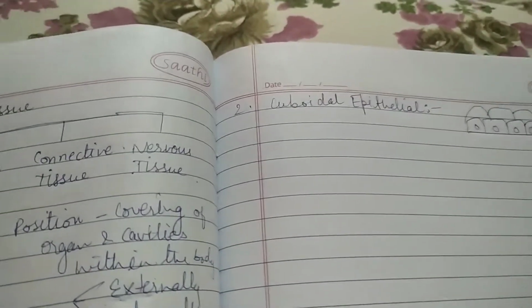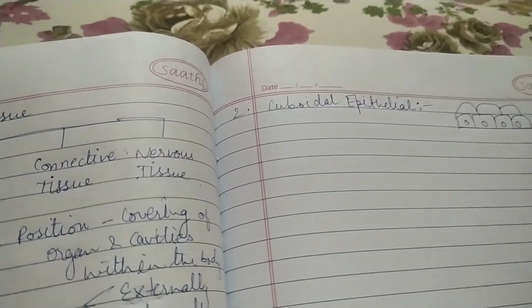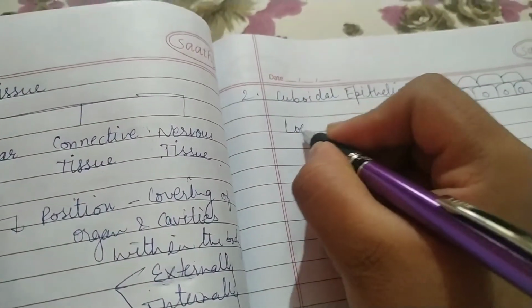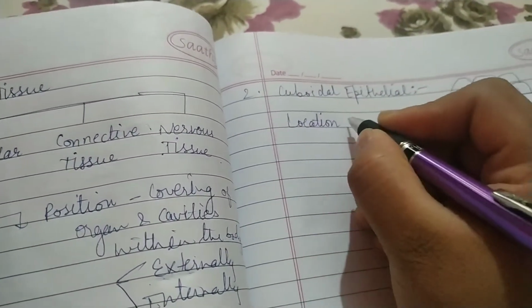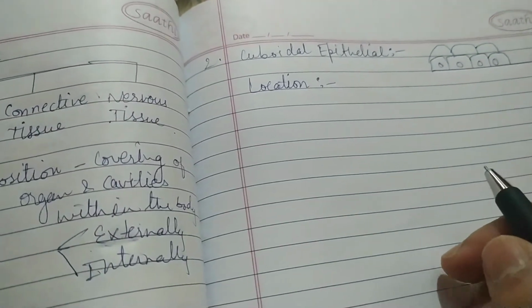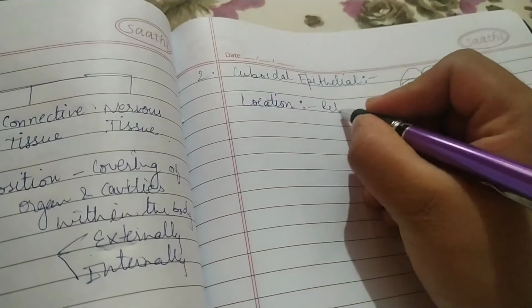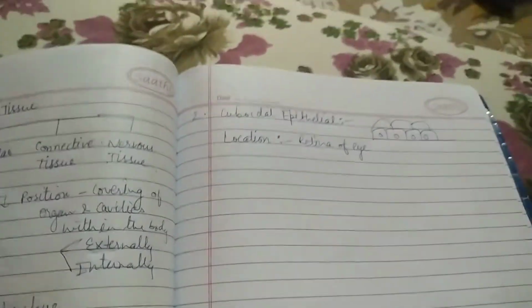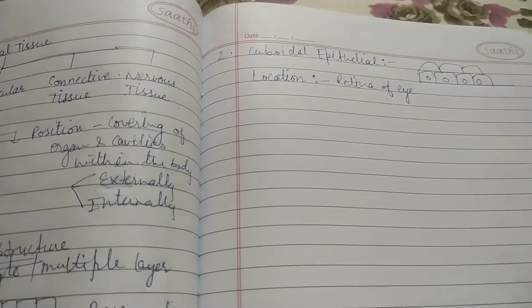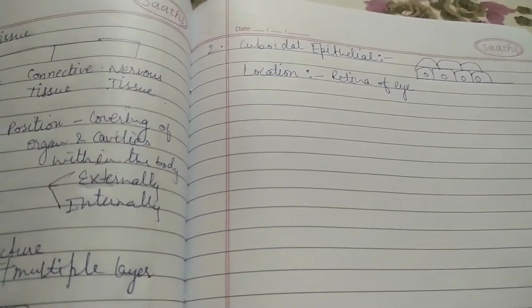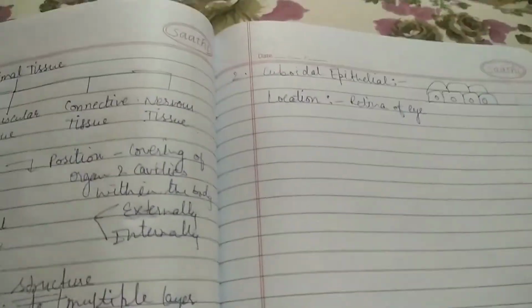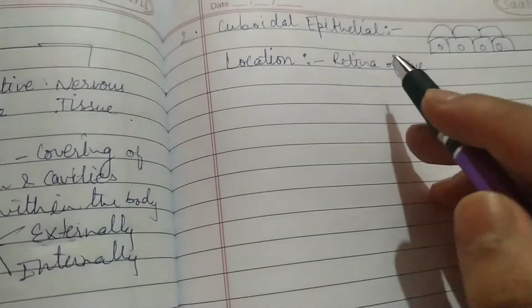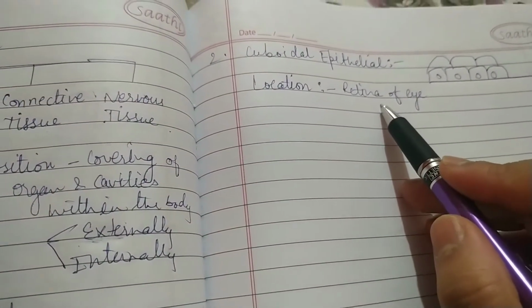Okay, so this is the structure of cuboidal epithelial. If we talk about where it is found, the location, it is found in the retina of the eye. The retina is the part where the light passes through, and we are able to see. So it is found in the retina of the eye.